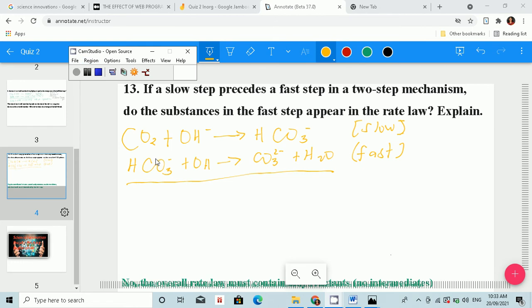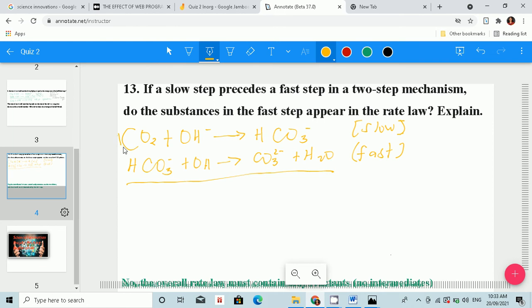Okay, so suppose we have carbon dioxide plus hydroxide ion, and then it yields bicarbonate ion. The first step, number one, is a slow step reaction, and number two is a faster step, a fast step reaction.